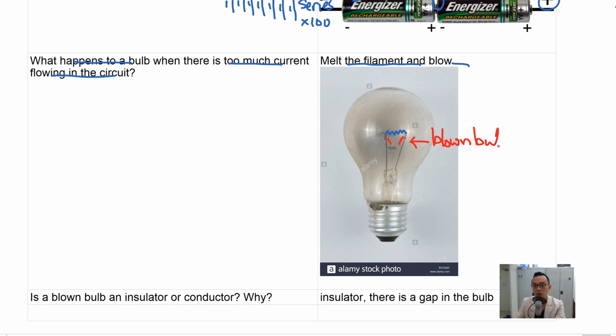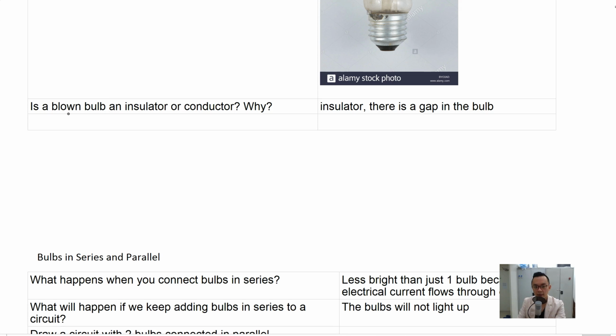blown bulb, all right? So usually there's a working filament, all right, and then this is, you can say, a blown bulb, or you can say it's a melted filament. All right, so that's the melted filament right over here. Okay, so let's come back to this question.